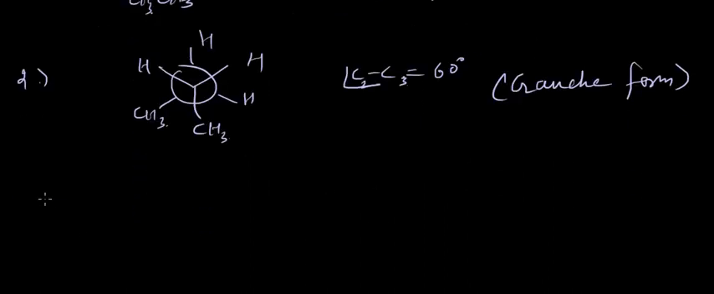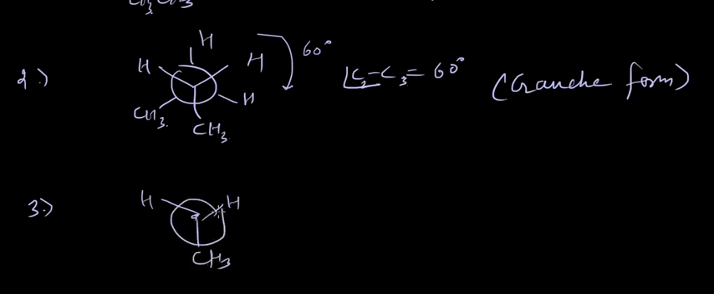Okay, in the third example, if we rotate it again by 60 degrees, then we would have something like H here, CH3 here, and another H here. So this would be partially eclipsed. The bond angle between C2 and C3 substituents is 180 degrees, so this is partially eclipsed.